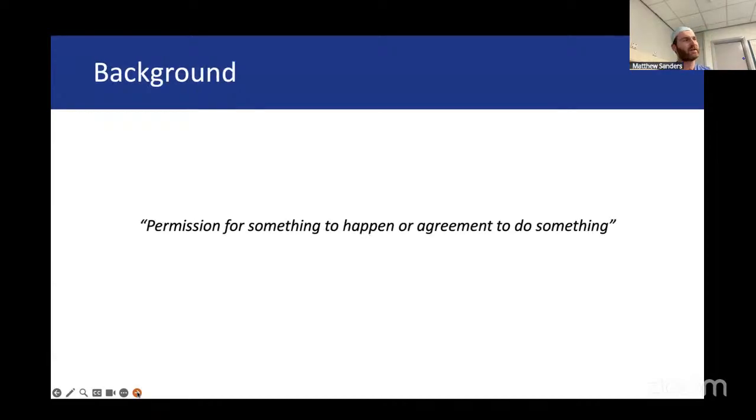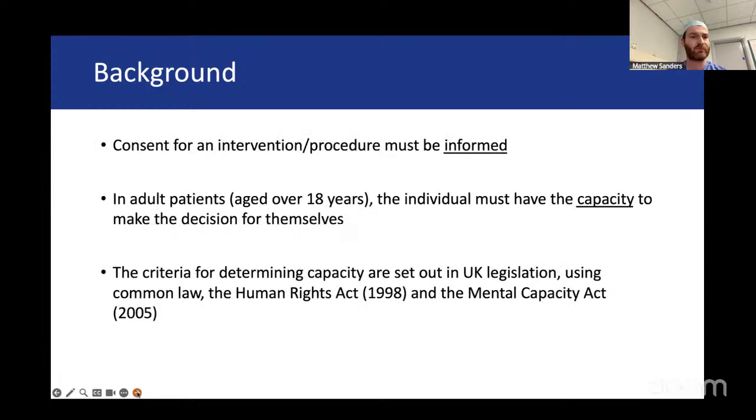We can roughly define consent as the permission for something to happen or agreement to do things. But as my colleagues have just been talking about in some detail, this is a very, very simplified definition of consent, and clearly isn't something so simple that can be applied in the medical setting, particularly in neurosurgery where we're dealing with such critical structures.